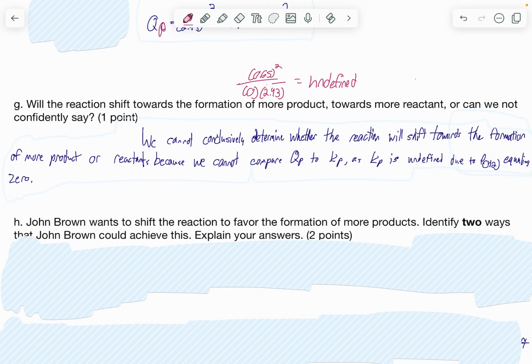So because we don't know the equilibrium constant, we can't definitively say whether we will see the reaction shift towards more products or more reactants. We can kind of assume, based on the fact that QP is relatively small because it's less than 1, that it would probably shift towards more reactants, but we can't definitively say without experimentation or further analysis. Just based on the information given, we can't exactly say.